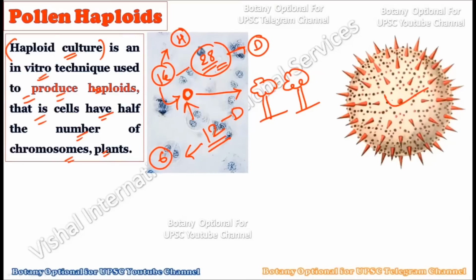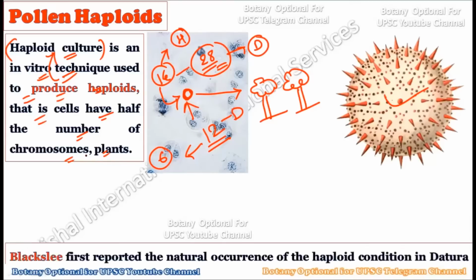Okay, so haploid cultures are a very famous in vitro technique. In the laboratory we are doing it artificially, hence we describe them as an in vitro technique. By using this technique, we can create haploid plants within the plant tissue culture laboratory artificially. And haploid literally means the presence of half the number of chromosomes.